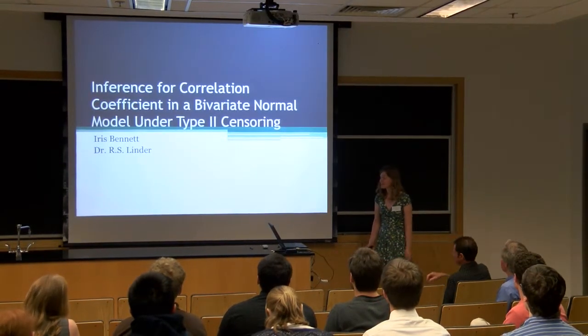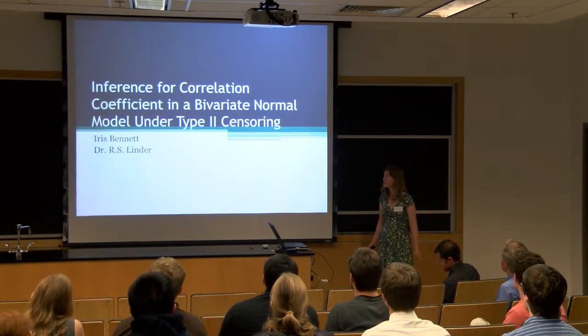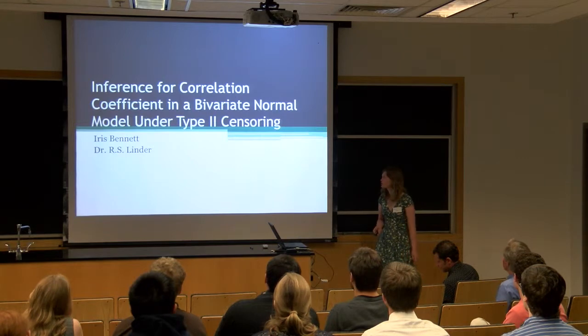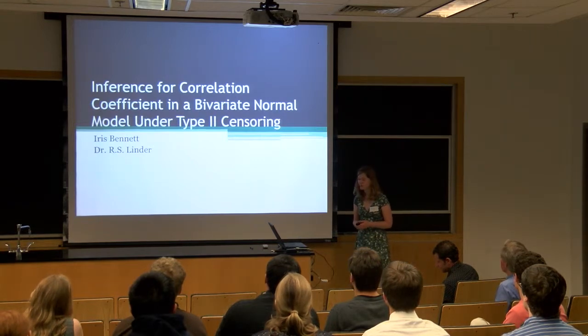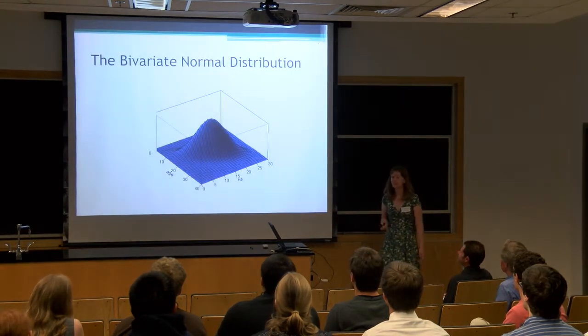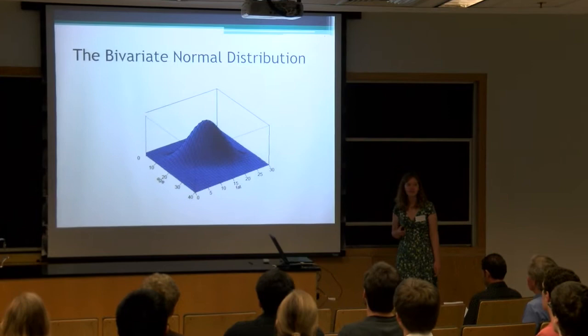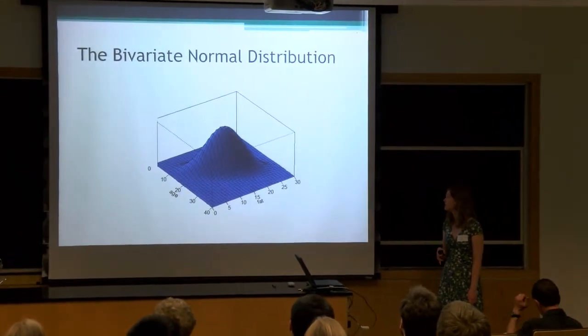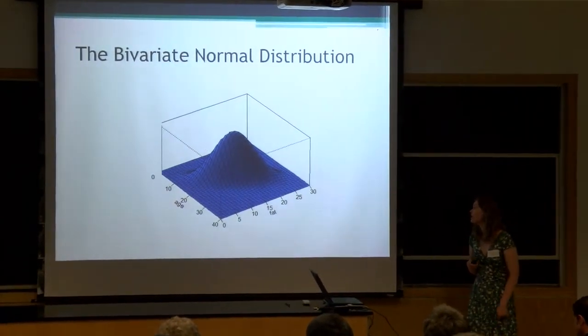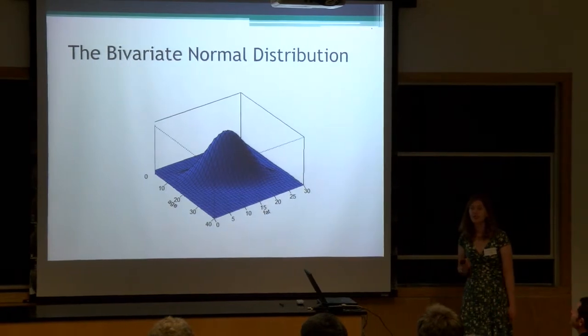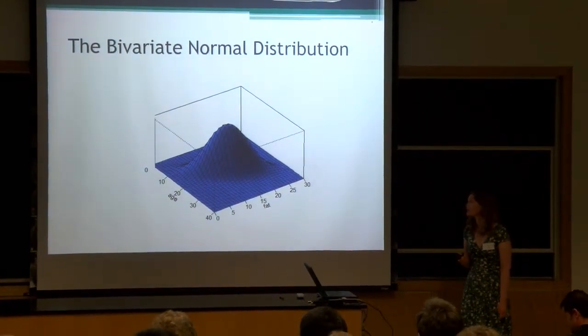As Dr. H.K. said, I worked with Dr. Linder this summer, and we worked on doing inference for the correlation coefficient in a bivariate normal model under type 2 censoring. Here is an example of a bivariate normal distribution. It is characterized by 5 different parameters: the mean of x, the mean of y, the standard deviation of x, the standard deviation of y, and what we were most interested in is rho, the population correlation coefficient.